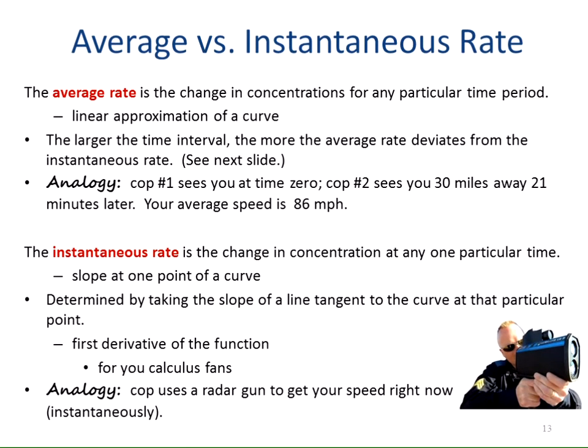So we're talking about rates of reaction, where there are two different types of rates that we can look at. First of all, there's the average rate and there's the instantaneous rate. The average rate is the change in concentration for any particular time period, and this is a linear approximation of a curve. And the larger the time interval, the more the average rate deviates from the instantaneous rate, and we'll show this on another slide.